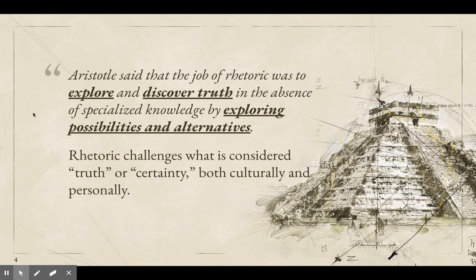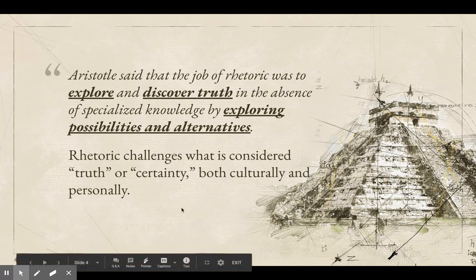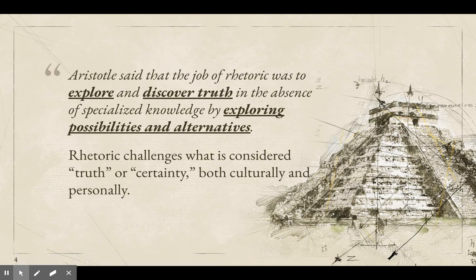So Aristotle said that the job of rhetoric, and remember, rhetoric means persuasion, is to explore and discover truth in the absence of specialized knowledge by exploring all the possibilities and alternatives. So what does he mean by that? We get the easy part, that it's supposed to explore and discover truth. But what does he mean by in the absence of specialized knowledge? Well, that just means I'm not an expert. So he says that we use rhetoric and persuasion to persuade people of our ideas when they're not experts.